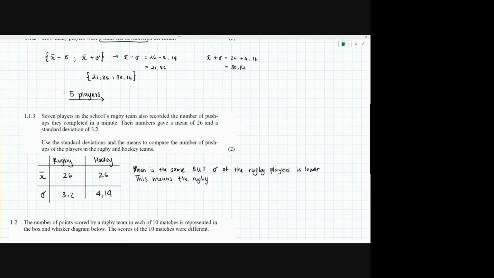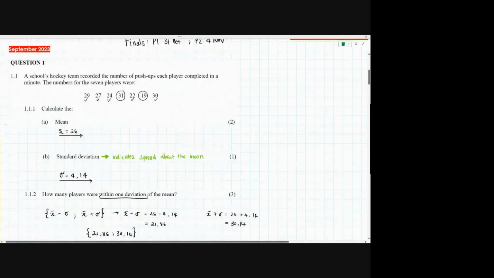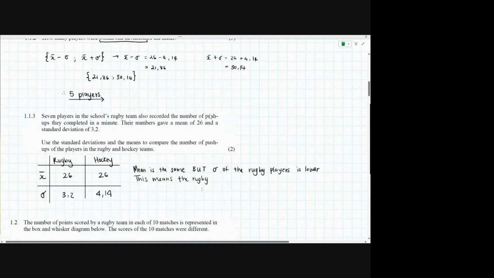We saw that we had 2 points, the 31 and the 19, that fell outside of one standard deviation. And so that might not be the case with the rugby players, but it means that our rugby players' data is more clustered about the mean. And that's exactly what I said standard deviation means earlier.